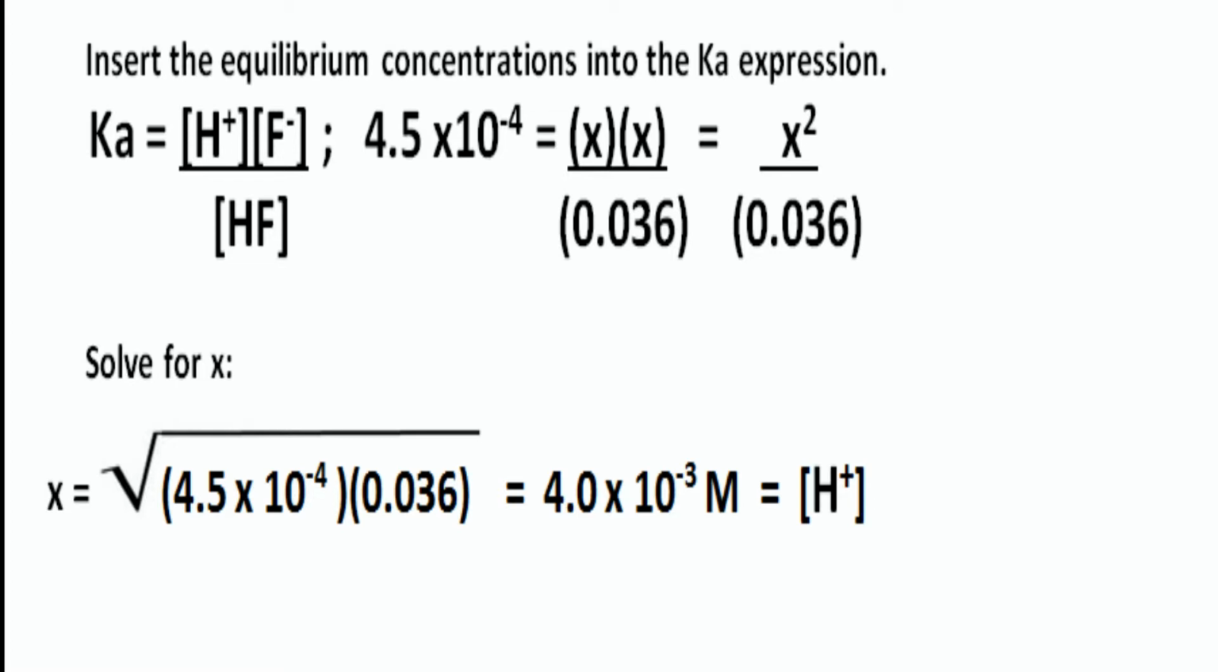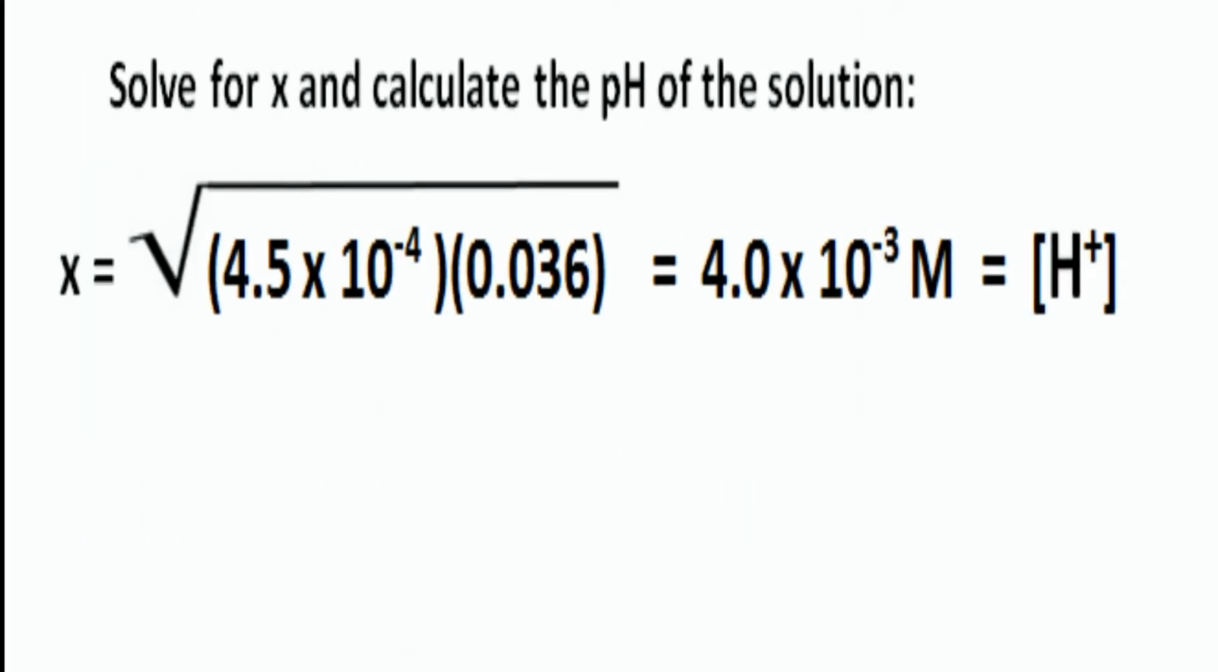X will equal the square root of 4.5 times 10 to the minus 4 times 0.036. This will equal 4.0 times 10 to the minus 3 molar, which represents the value of X. X also represents the concentration of both hydrogen ion and fluoride ion. The value of X is 4.0 times 10 to the minus 3 molar. Therefore, the concentration of hydrogen ion will also be 4.0 times 10 to the minus 3 molar.